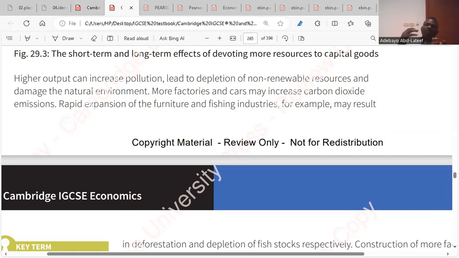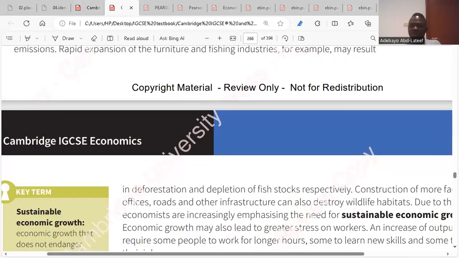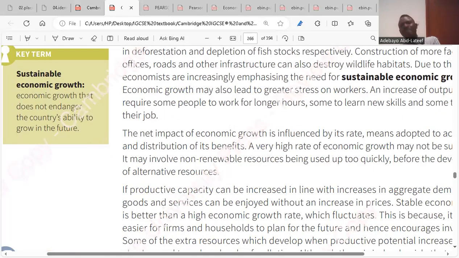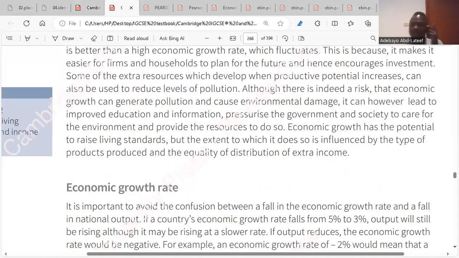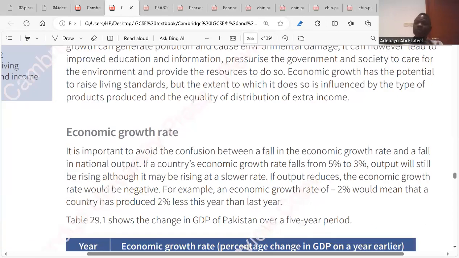So it will lead to pollution. It will lead to deforestation because more offices might need to be built. And this means that they have to cut down some habitats. Do you understand? So these are the consequences of economic growth. So economists are saying that there should be what we call sustainable economic growth. That means whatever decisions we take in terms of economic growth, it has to be a decision that will last for more generations. Do you understand?